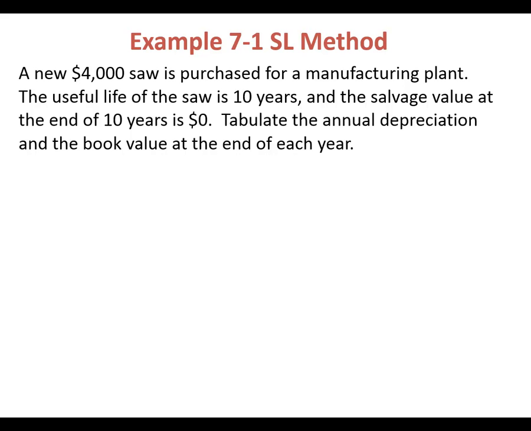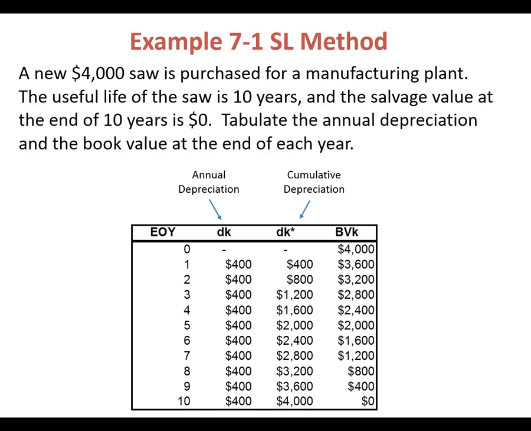So if we wanted to put together a table of annual depreciation and book value, it would look like this. Year 0 is when we buy the item, and it has a book value of 4,000 because that's how much we paid to get it into service. At the end of year 1, EOY means end of year, the depreciation that happened during that year is 400. The cumulative depreciation, so all the years up until now, is 400. Which means the book value is 3,600.